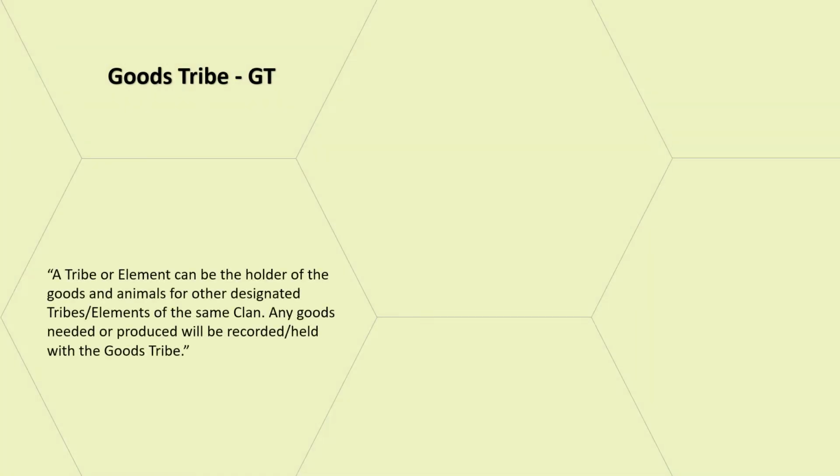Hi, just a short introduction to goods tribes. So in the mandate, a tribe or an element can be the holder of goods and animals for other designated tribes or elements of the same clan. Any goods needed or produced will be recorded, held within the goods tribe. So this is a really useful way to save yourself lots of time transferring goods between different units that you've got.